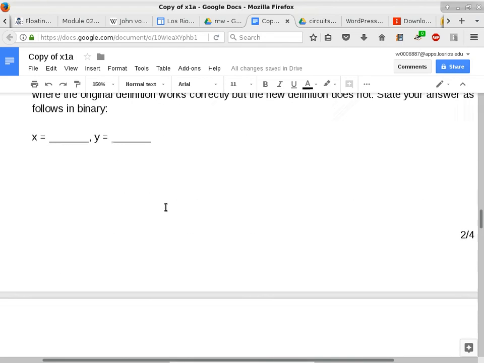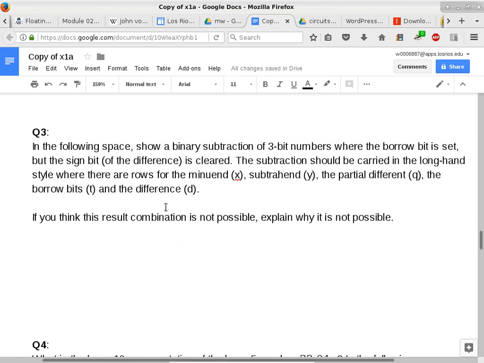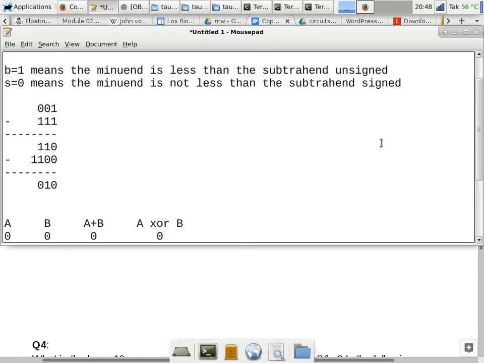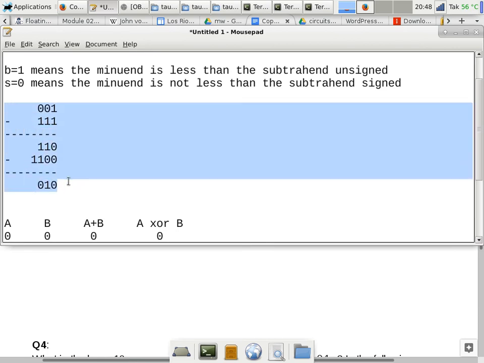Okay. Moving on to number 3. In some versions, number 3 and number 1 are pretty much asking about the same thing. In the following space, show a binary subtraction of 3-bit numbers where the borrow bit is set, but the sign bit is cleared. In this case, it is the same. The subtraction should be carried out in the longhand style, the way that I did it in this particular one. So in question number 3, you have to do it like this. In question number 1, you do not have to do it like this.